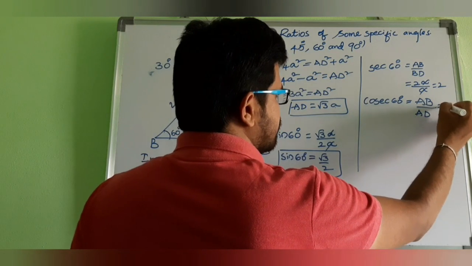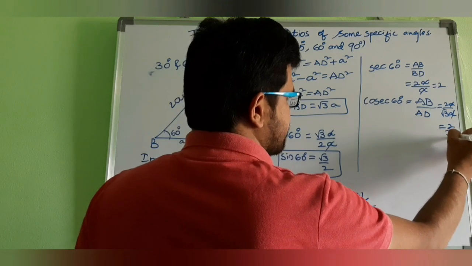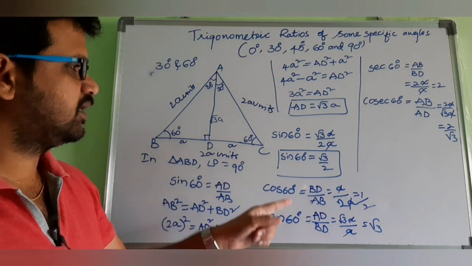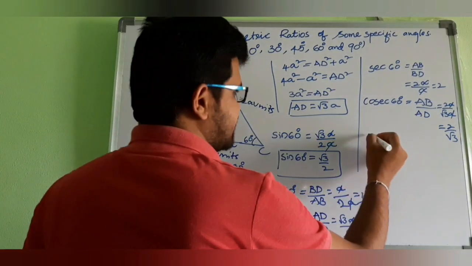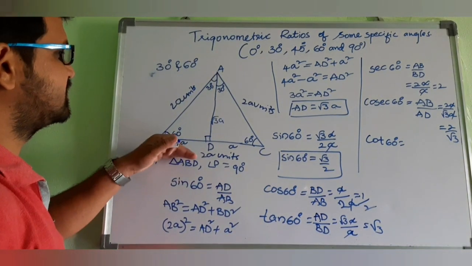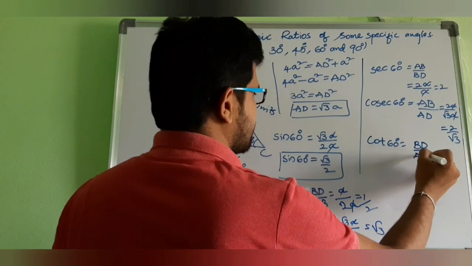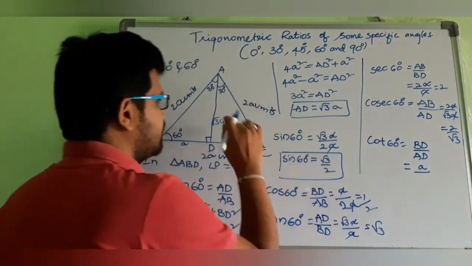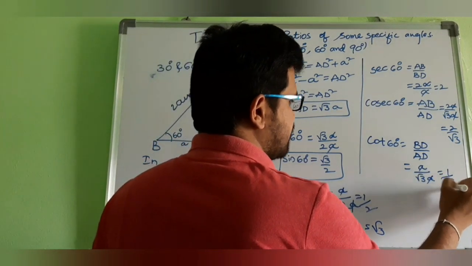That is 2 by root 3, A cancel, that is 2 by root 3. Once you get the values of sine, cos, tan, we can find the remaining 3 ratios. So take cot 60 degrees. What is cot 60 degrees? Adjacent side by opposite side, that is BD by AD. What is BD? A divided by AD is root 3A. So A cancel, that is 1 by root 3.